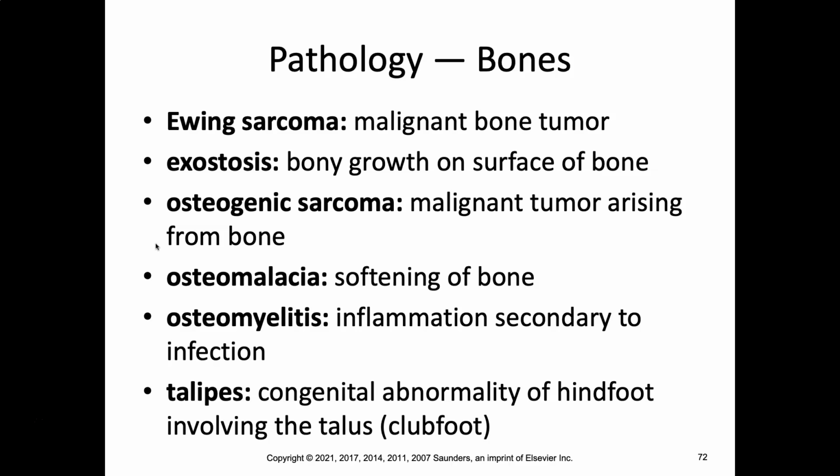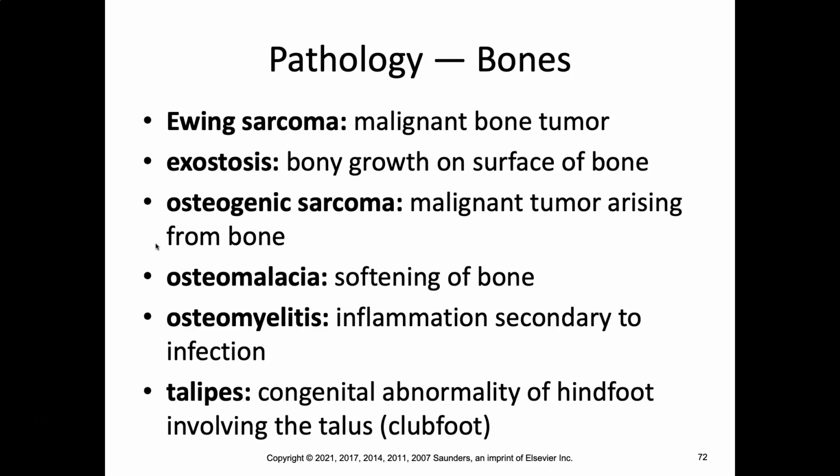All right, the bony growth on the surface of a bone is exostosis. And then you have osteogenic sarcoma. That's another one. Osteomalacia. It's where your bones soften inappropriately.